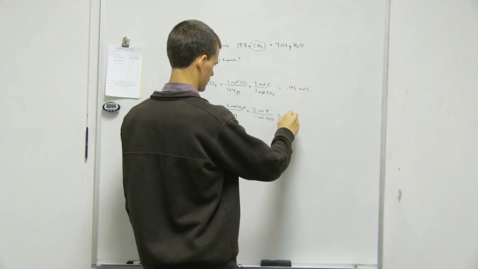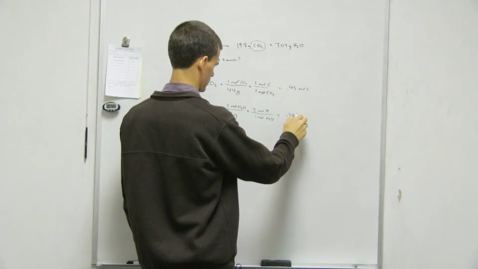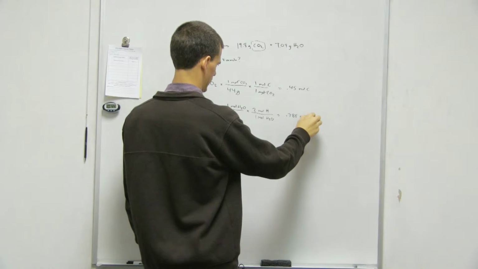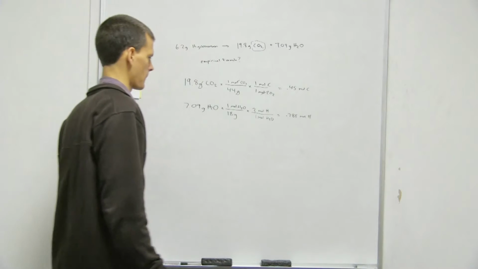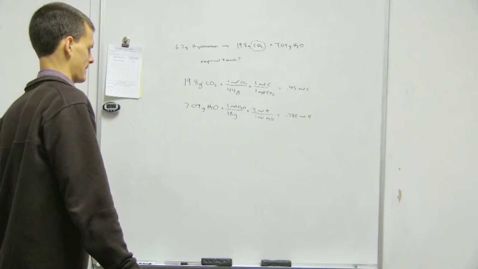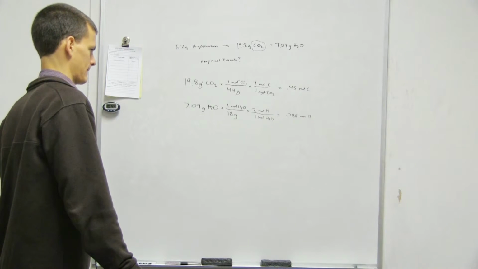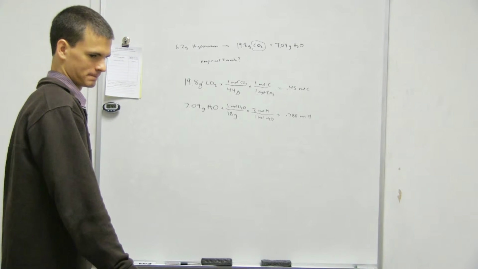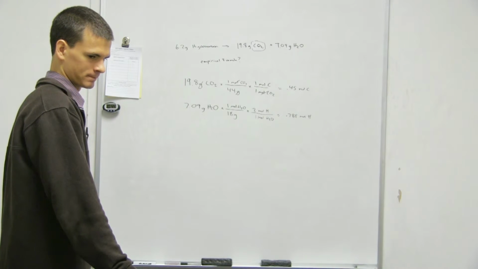So 0.788 moles hydrogen. Empirical formula. So now do I divide them by the smallest? Yep. Okay, so I was just missing the ratio part of it.